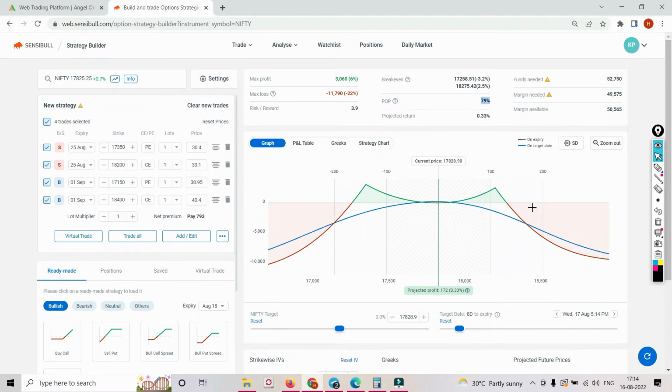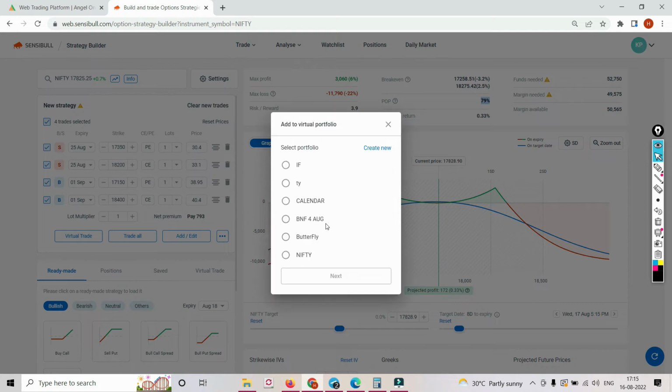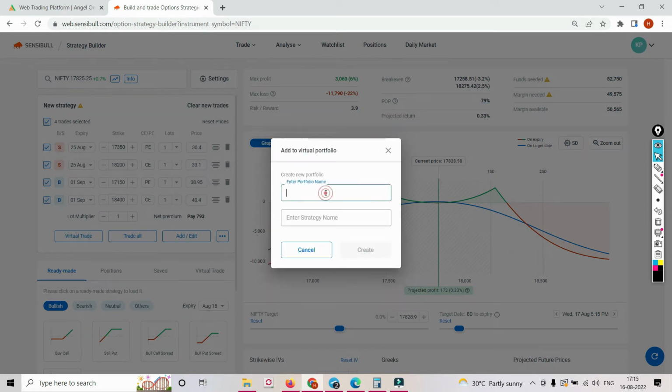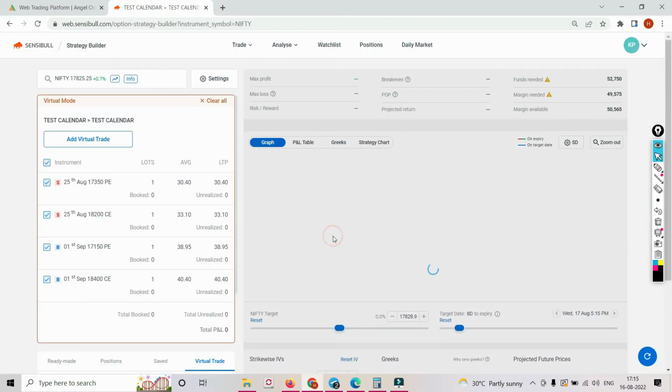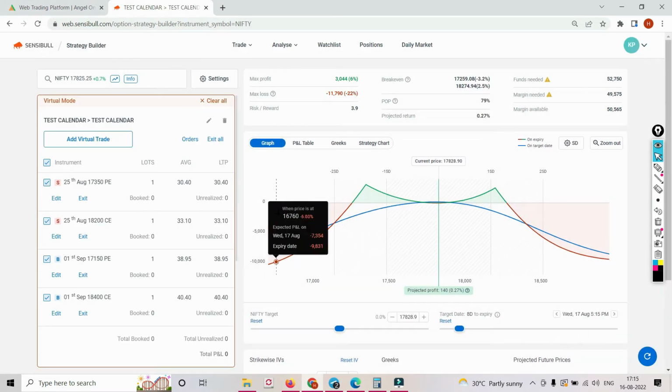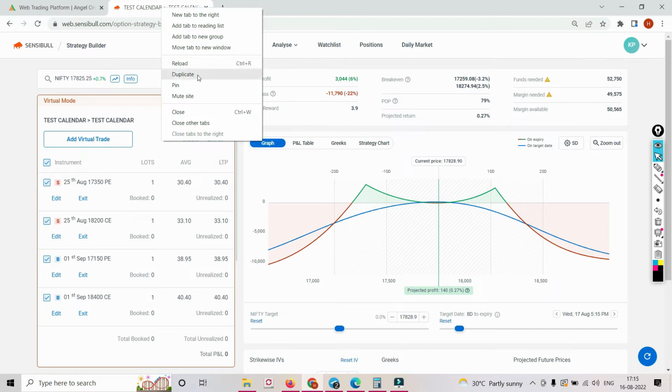Okay, now we will discuss. I'll do one thing, friend. I'll save this so that I can show you all the adjustments on the fly. I'll say test calendar, so that I can show you the adjustments also. Confirm and open in the builder. All right, will this work? Okay, let's see, or else I'll open the other tab.